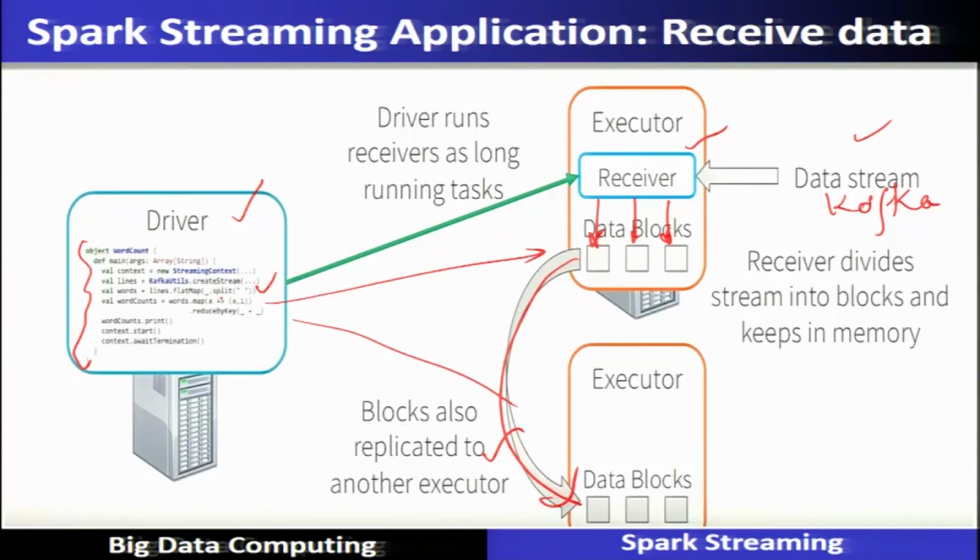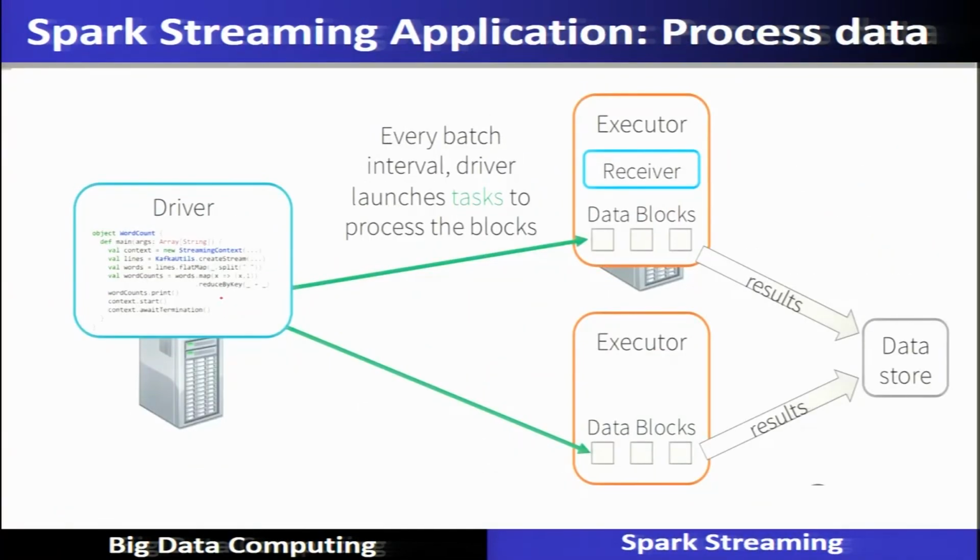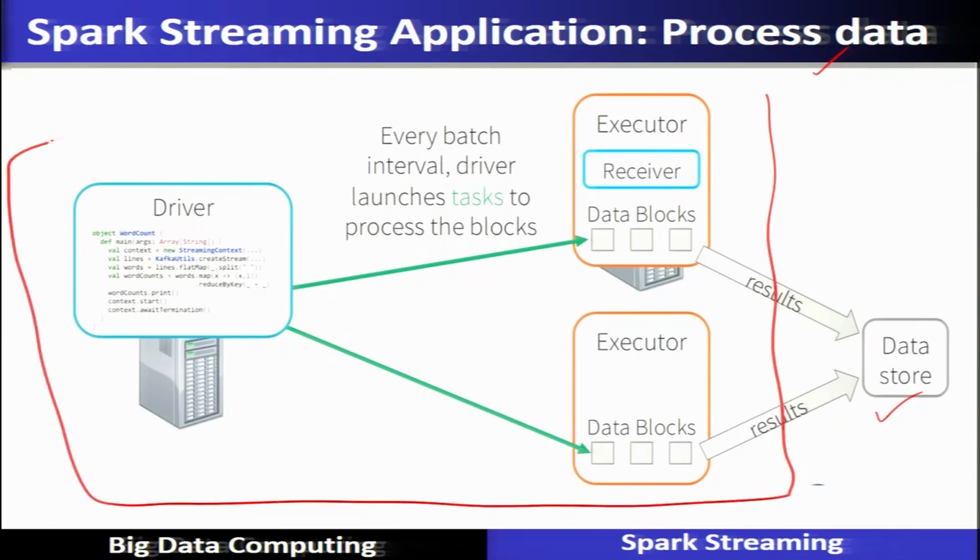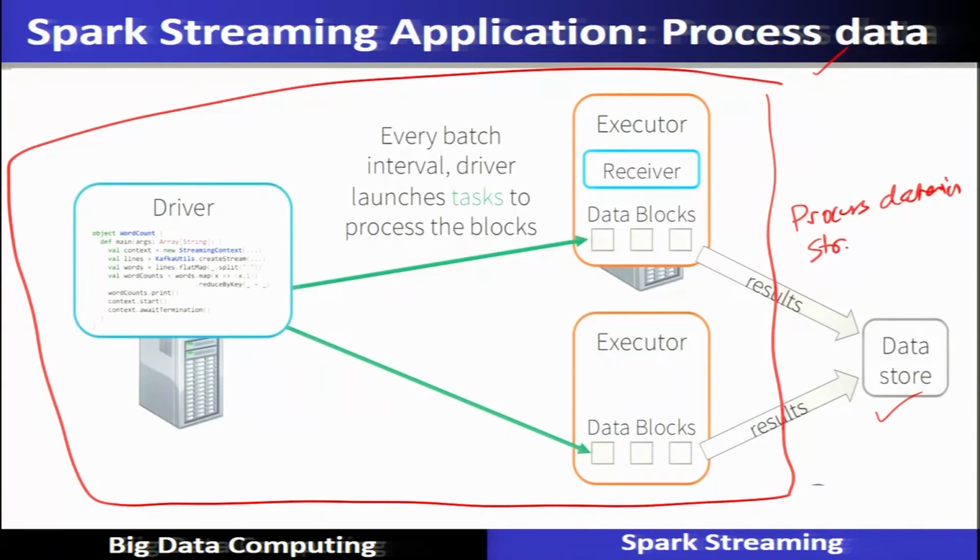So here we see how it receives the data using the receiver, and how the data will be processed. In each batch interval, the driver launches the tasks to process these data blocks, and the processing gives the results back, and that result will be stored in the data store. So we have seen internally how the data is processed in the Spark streaming system.